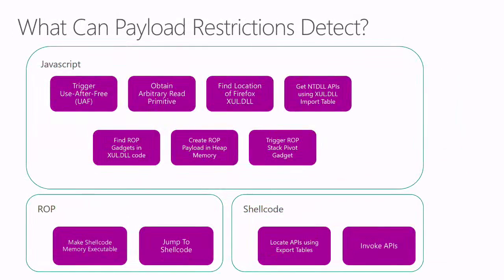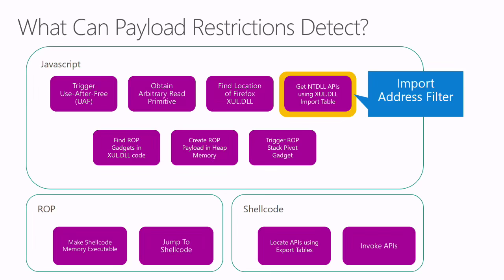So if you look at the whole view, where would the exploit mitigations and the payload restrictions, like the EMET mitigations, actually have a chance of blocking this exploit chain? The first place where they can kick in is this first step of resolving APIs using the import table. This is where we added a new mitigation in the Fall Creators Update, which is called import address filter. We'll talk about that in more detail and see why we added it and how it works.